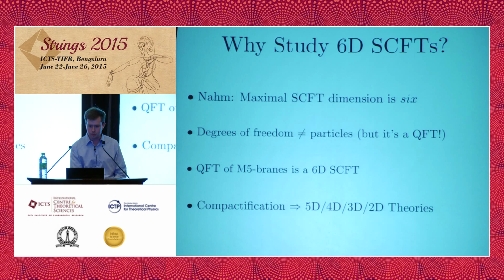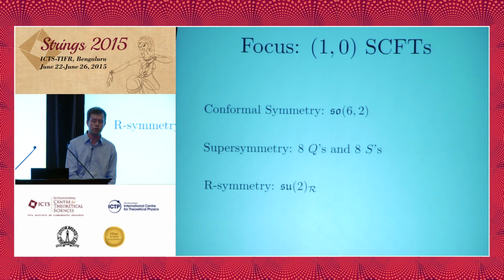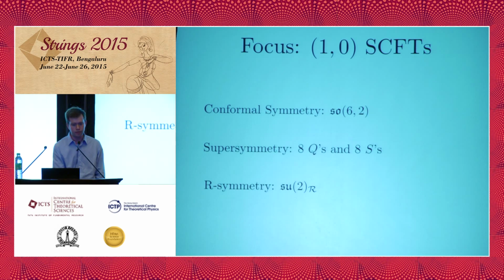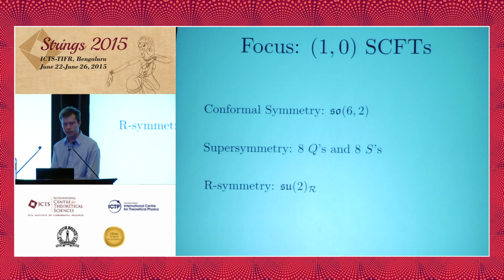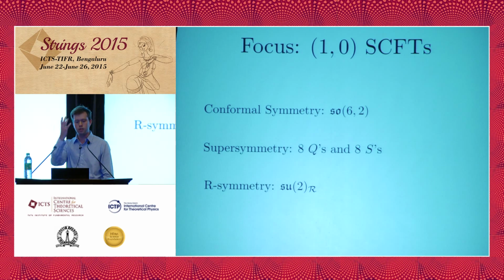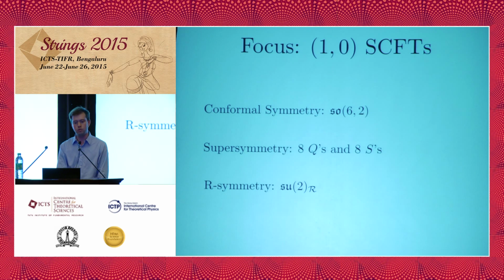What kind of things can we start looking at? My focus is going to be on the so-called (1,0) superconformal theories. These are going to have conformal symmetry. They're going to have 8 real supercharges and 8 S's. And there's going to be an R symmetry, which rotates the Q's as a doublet under the SU(2). And the Q's are going to transform as a spinor under SO(6,2).